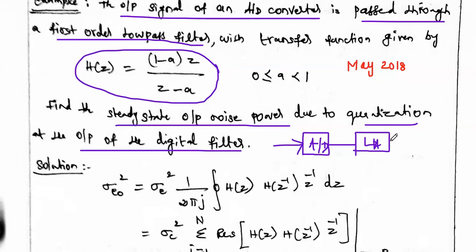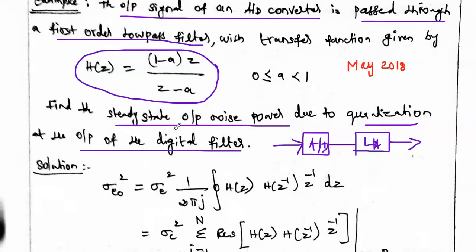In this filter design, the filter performs the quantization, and because of that quantization we get some error in the output of this filter. That output noise power we are going to measure. That is our question: at the output of this digital filter, what is the steady state output noise power due to the quantization effect? We are going to find out.